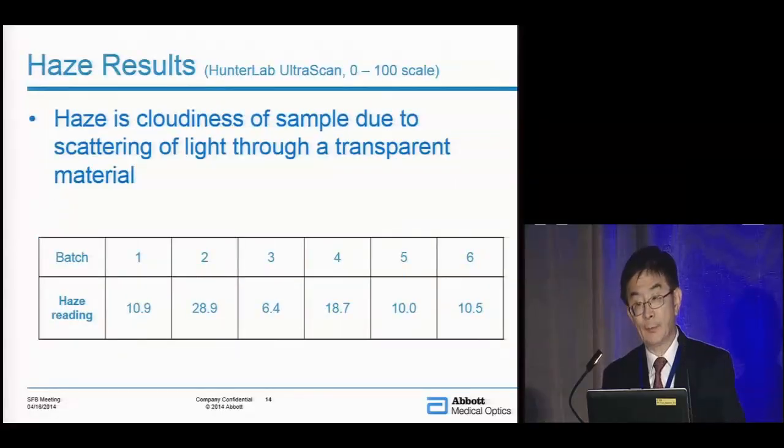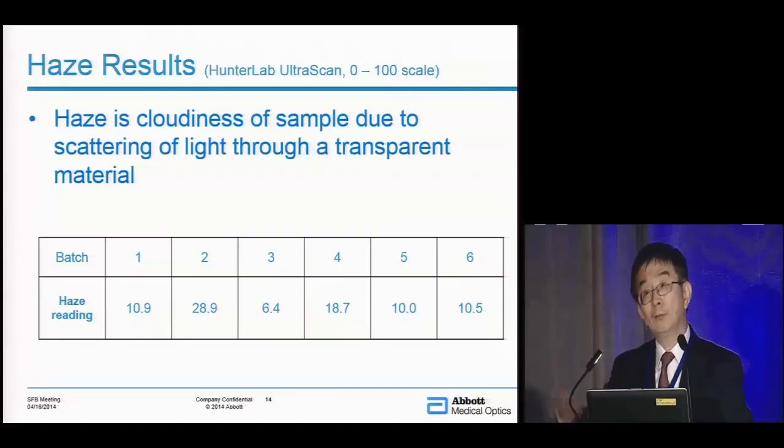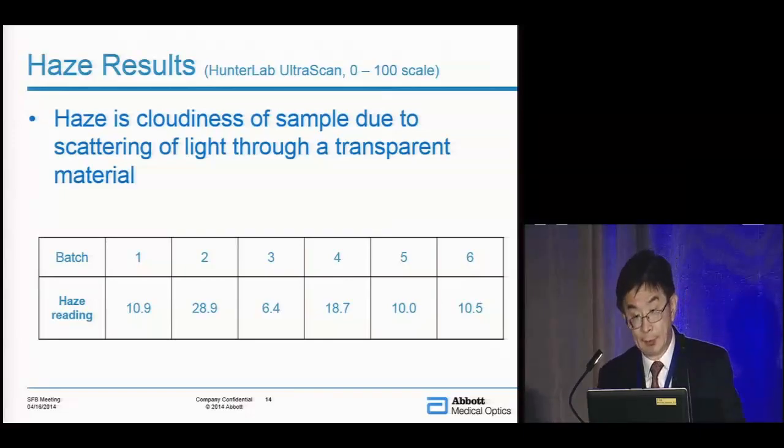This is the haze level by the Hunter meter. Here, the haze level is from 0 to 100%. 100 is the most hazy material, where you cannot see through it. 0 is the most clear, and typical DI water is in the 0 range. A totally opaque material is 100%. And from these 6 batches, you can see values like 10.9, 6.4, 28.9, so the range is from 6.4 to 28.9.